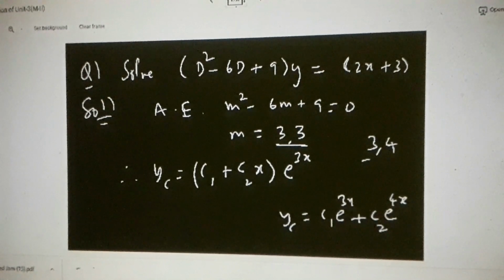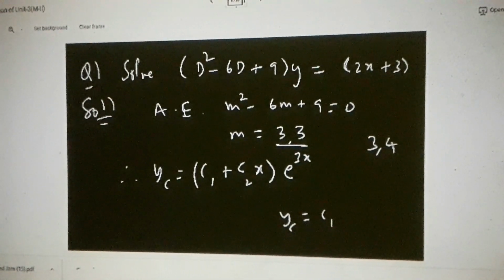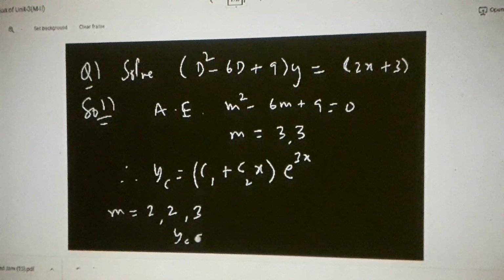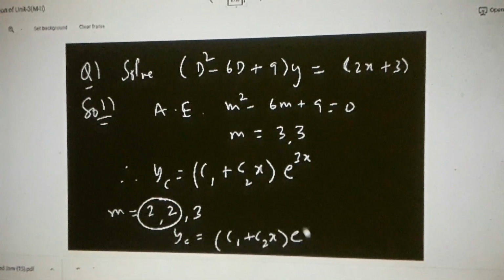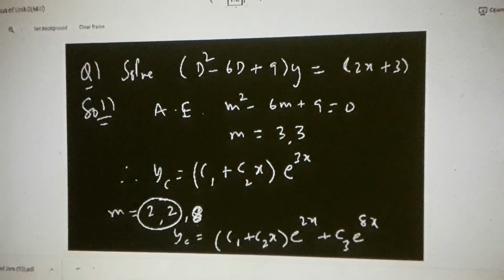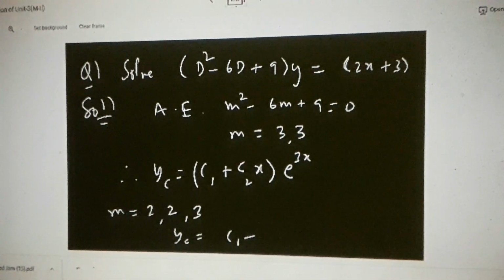Back to the point. We have discussed all three cases: when the roots are real and equal, real and unequal, and also when the roots are complex. Now there are certain cases where we will have m is equal to 2, 2, 3. Then you will write yc is equal to c1 plus c2x, because of this pair getting repeated, e to the power of 2x, and this, instead of 3, I'll write 8, then it will be c3 e to the power of 8x. If 3 is there, it will be 3 here, whatever. So finally a detailed discussion is over on how to write the complementary function yc.